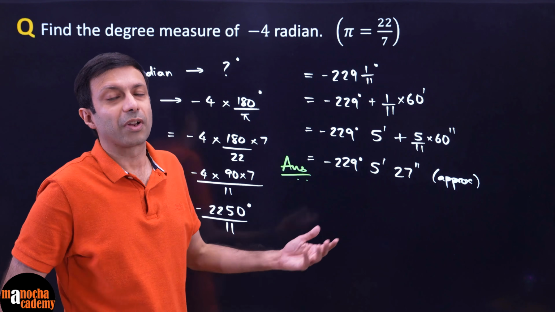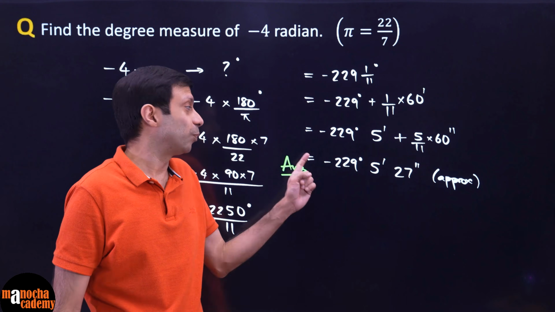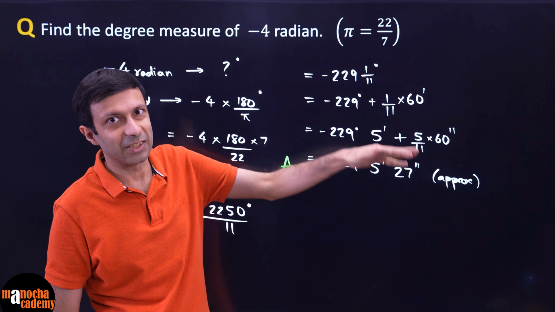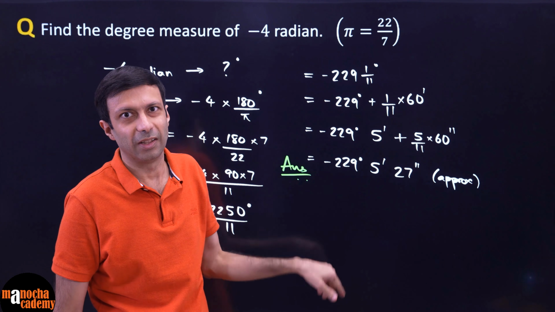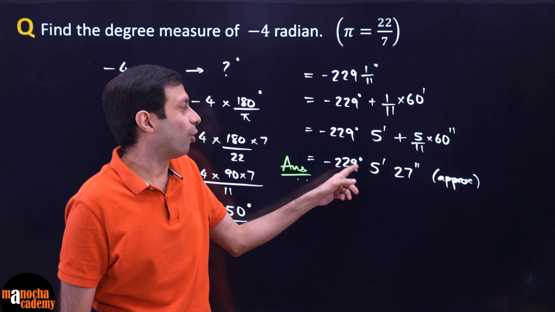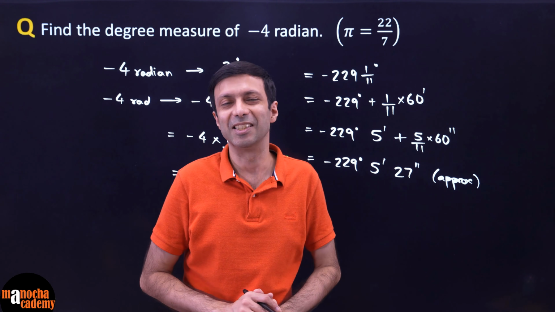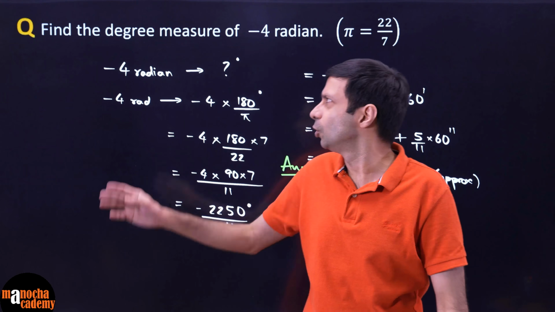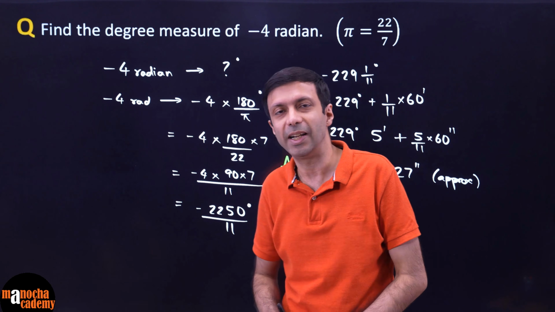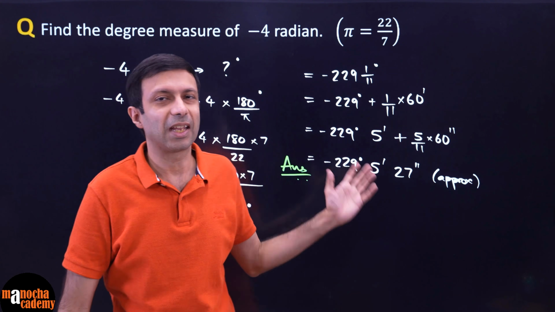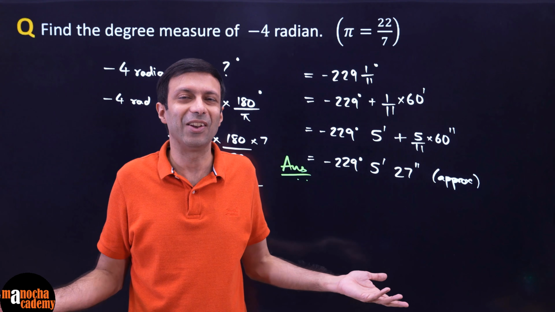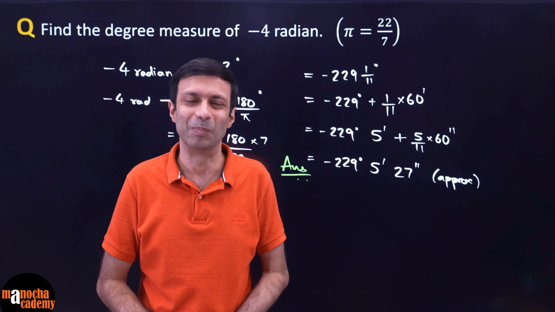So there you go, we have converted radians to degrees. Don't forget to put the negative sign, which indicates it is an angle drawn in the clockwise direction, and also remember to convert to minutes and seconds. So very easy, just use this shortcut trick of multiplying by 180 by pi. Do your calculations carefully, and I'm sure you'll find these degree radian conversions really simple.